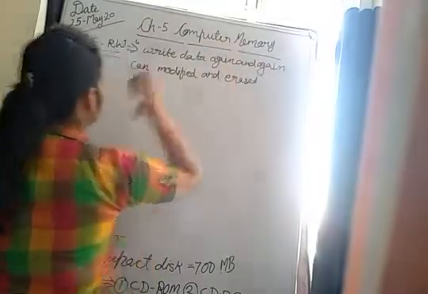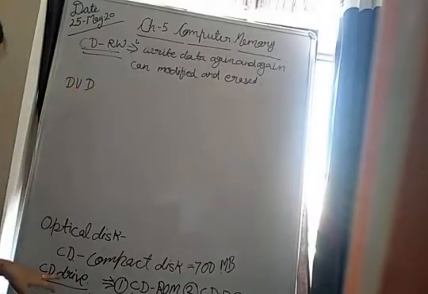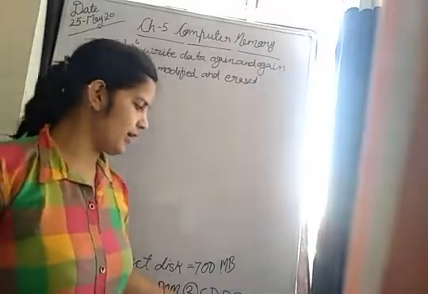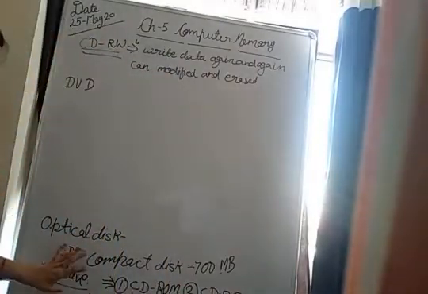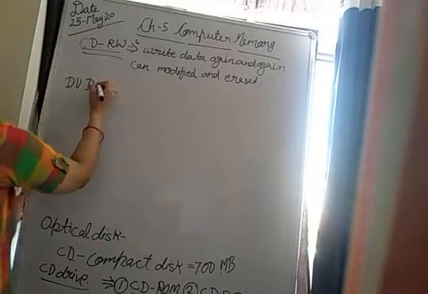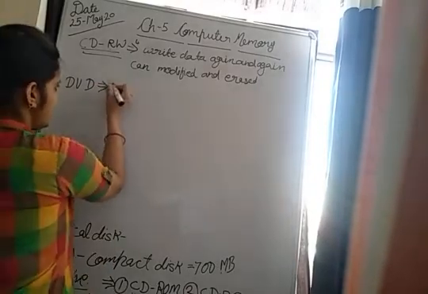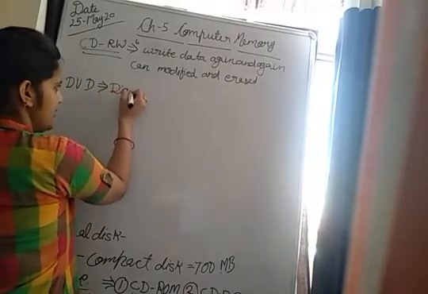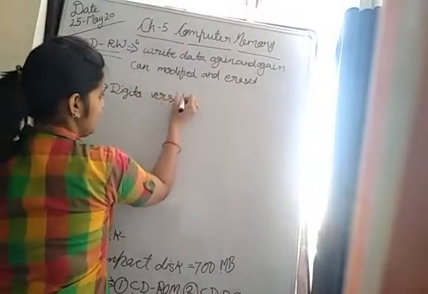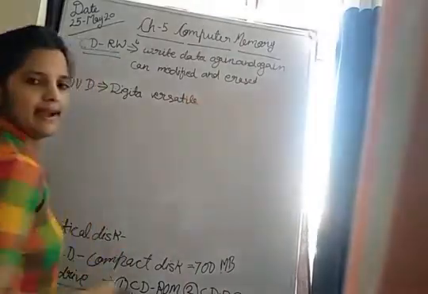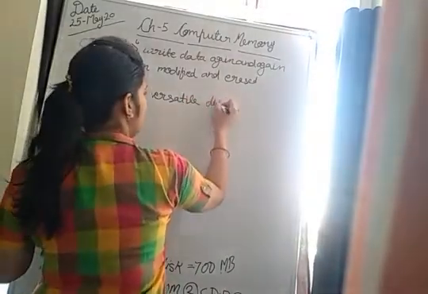Now, next one is these three were CD-ROM, CD recordable and CD rewritable. These are the types of CD. Now next one is DVD. DVD stands for digital versatile disc or digital video disc. Okay.